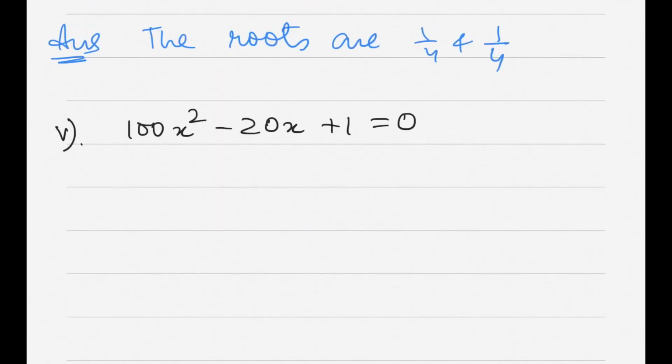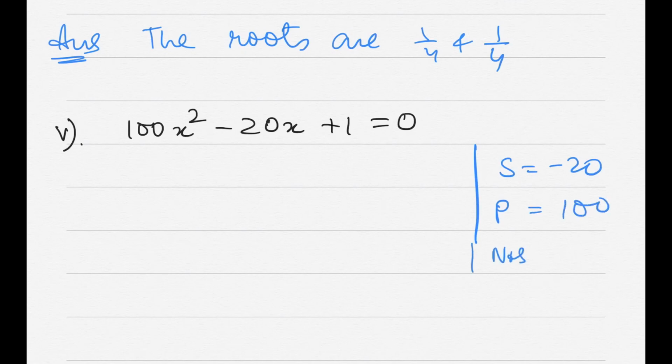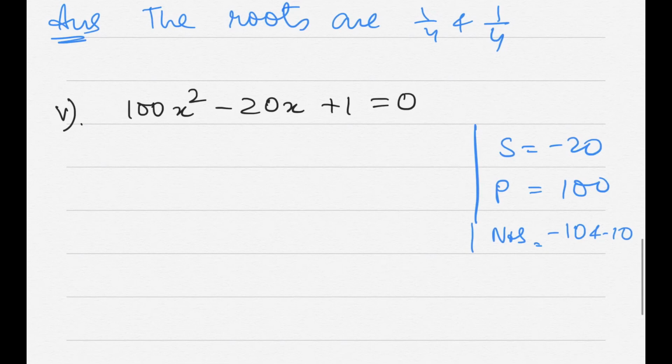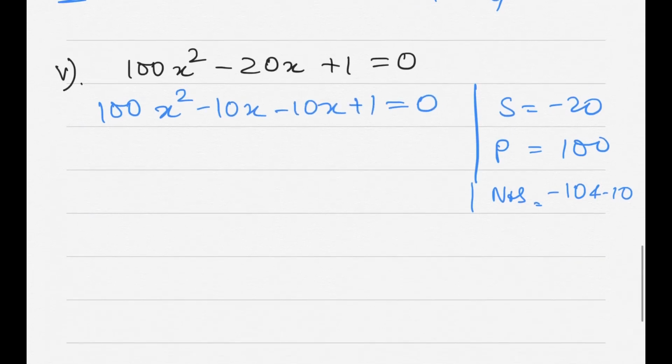On to the last part of the first question. So we have here, I can find that my sum is equal to minus 20 and product is equal to 100. So my numbers would be minus 10 and minus 10, right? So I can substitute minus 10 and minus 10, or split the middle term as that. So 100x square minus 10x minus 10x plus 1 is equal to 0.